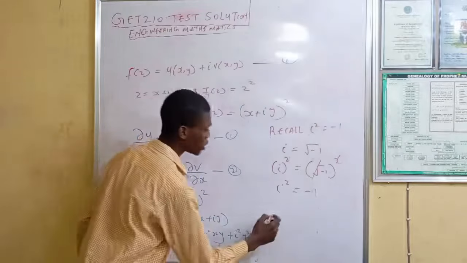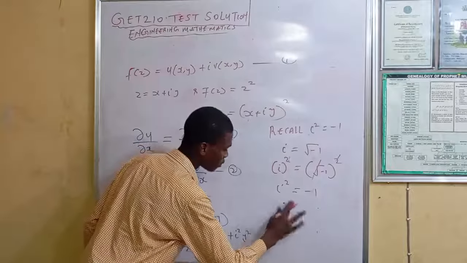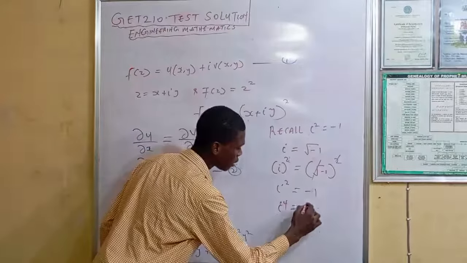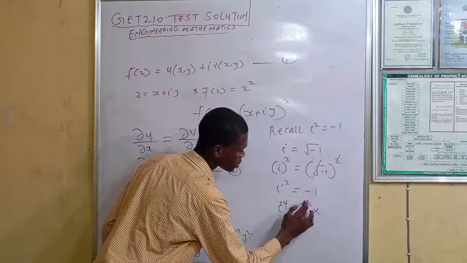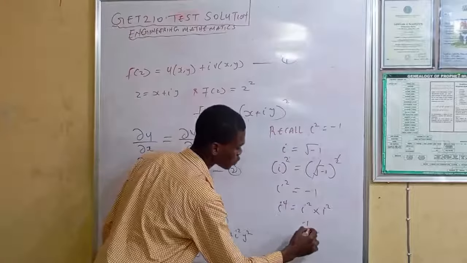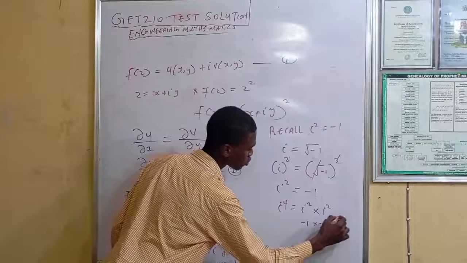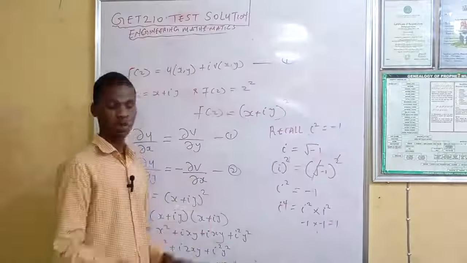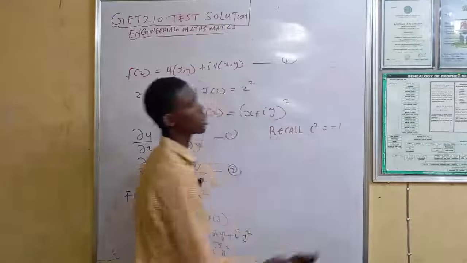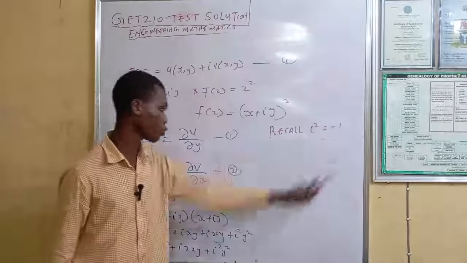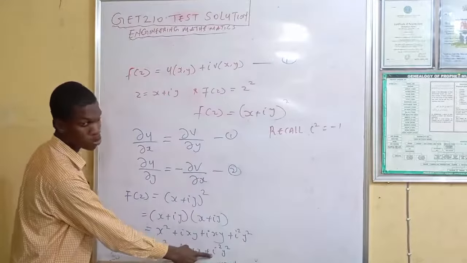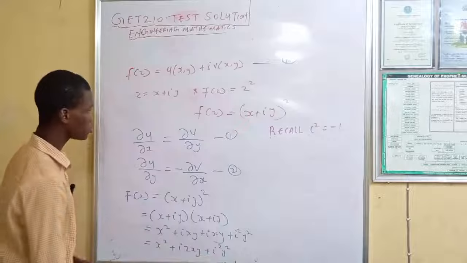What if you have i raised to the power of 4? It's the same thing as saying i raised to the power of 2 times i raised to the power of 2. That is minus 1 times minus 1, which is equal to what? 1. And so on and so forth. But here, we only need i squared, and we know that i squared was minus 1. Meaning, anywhere I see i squared, I'm going to substitute the value of i squared, which is what? Minus 1. So let's do that.